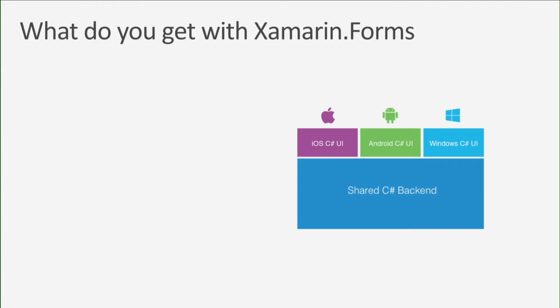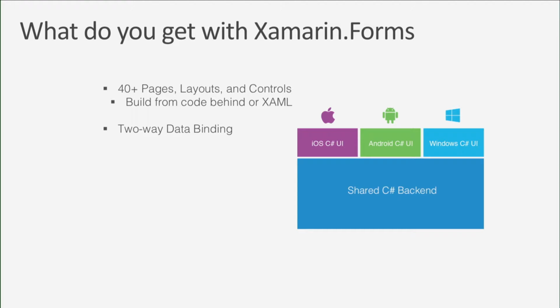You have, right off the bat, 40 pages, layouts and controls that are there for you out of the box. If you go to the Xamarin website, you can see all of them. They give you good examples of how to use them. You haven't seen this as yet, but when I create my project, it's in C#. But to point out, it does have two-way data binding.